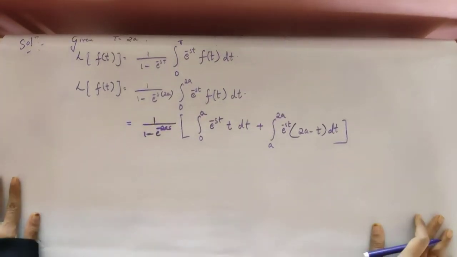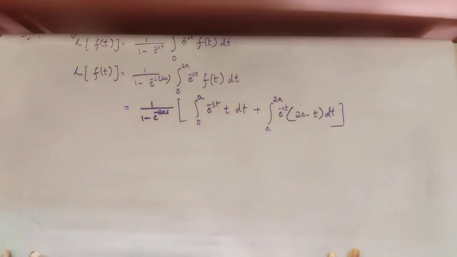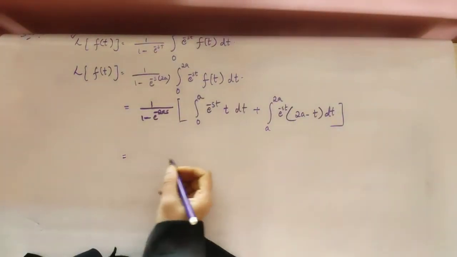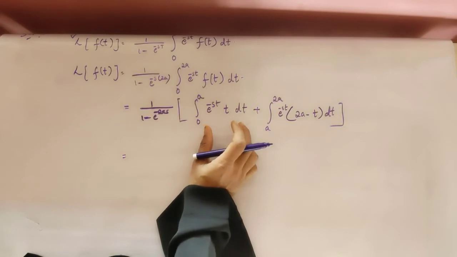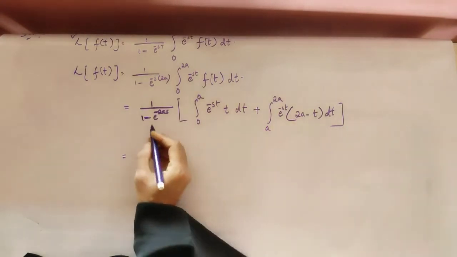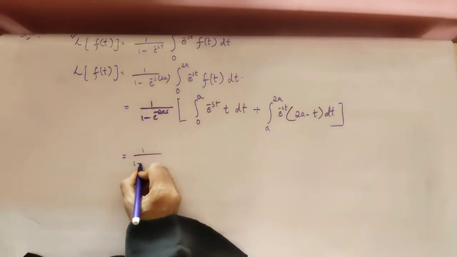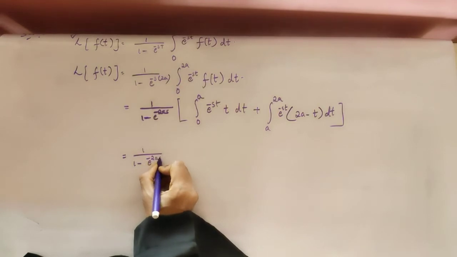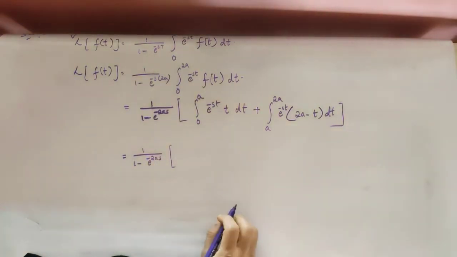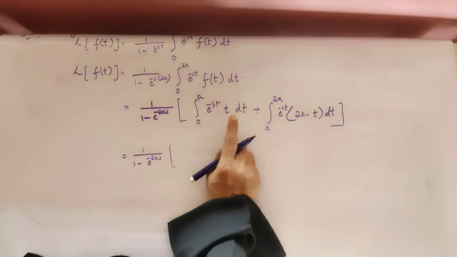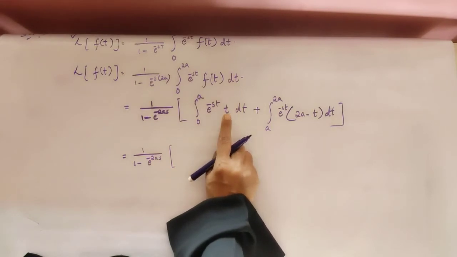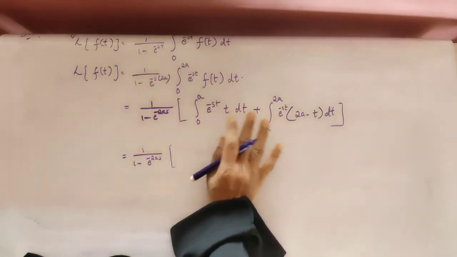Now we have to separately integrate these two integrals. Keep this outside thing, that is 1 divided by 1 minus e to the power minus 2as, as it is in the square bracket. What is the integration of this? You have to integrate it by parts or just apply Bernoulli's rule. I have taught you what Bernoulli's rule is in the beginning of this module itself, so here I will be directly using it.